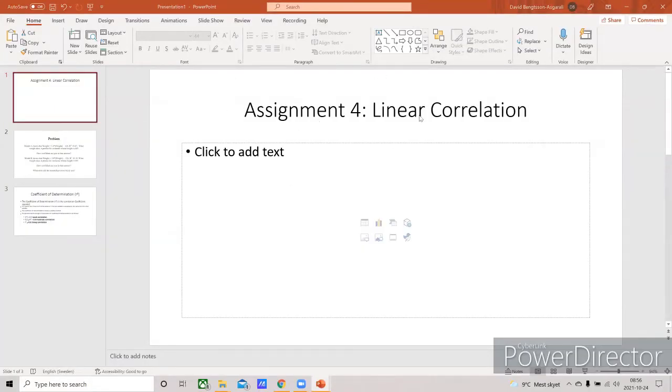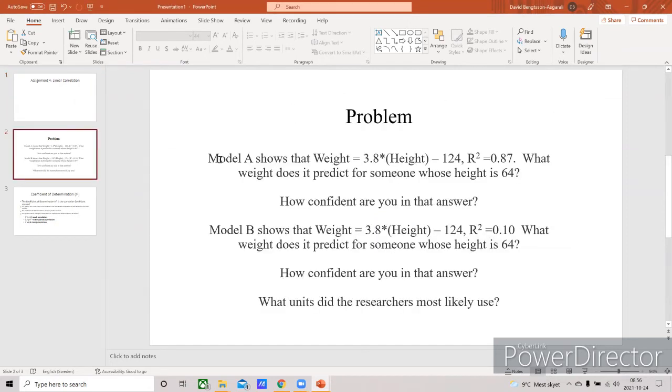This is assignment number 4, linear correlation. The problem to work through today is as follows. Model A shows that weight is equal to 3.8 times height minus 124 with an R squared of 0.87. What weight does it predict for someone whose height is 64? And how confident are you in this answer?